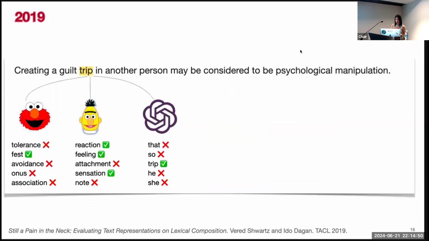But then if you do the same thing with an occurrence of the word trip that is figurative, like guilt trip, then a lot of the suggestions by the models were actually incorrect. And so based on multiple examples that we tested, we hypothesized that models were not as good at interpreting non-compositional noun compounds as they were at recognizing that a word is used non-literally.